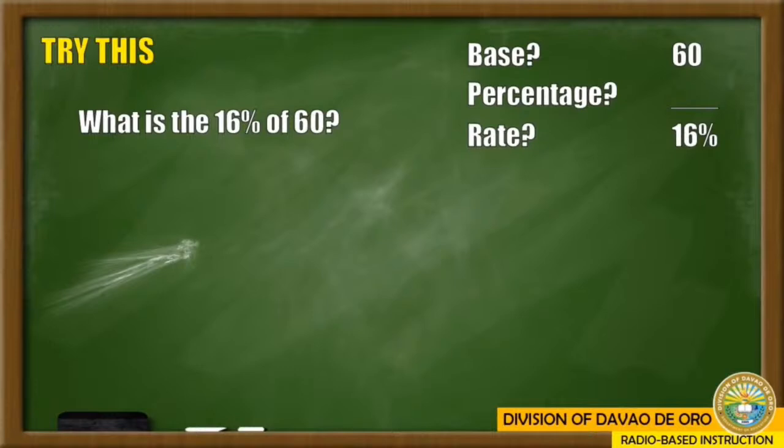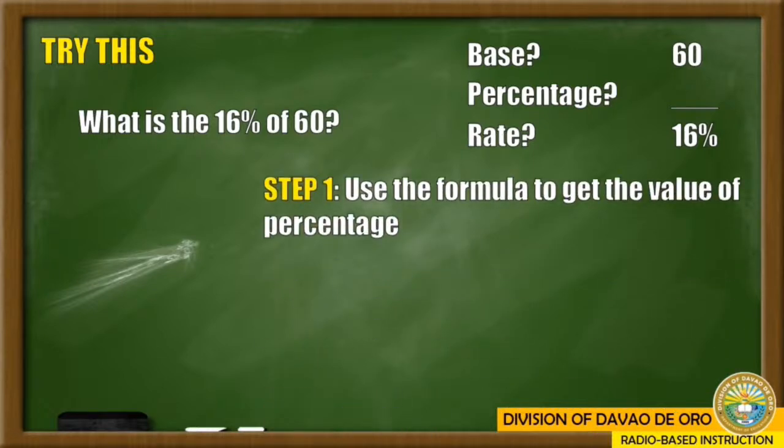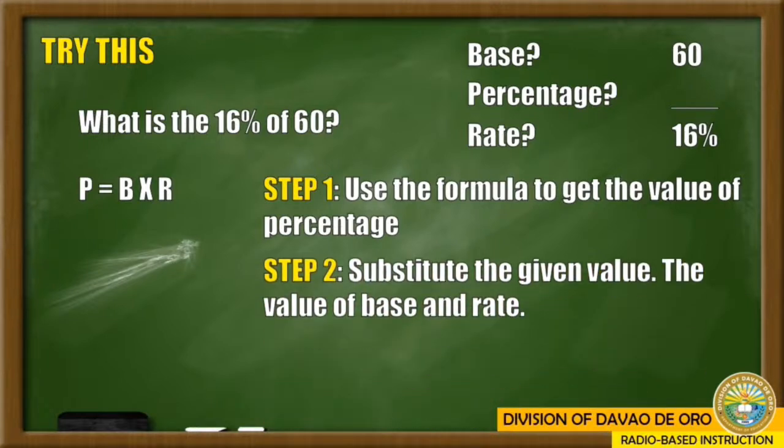Okay, let's check your work. I repeat, what is 16% of 60? Step 1, use the formula to get the value of percentage. So percentage is equal to base times rate. Step 2, substitute the given values, the value of base and rate.